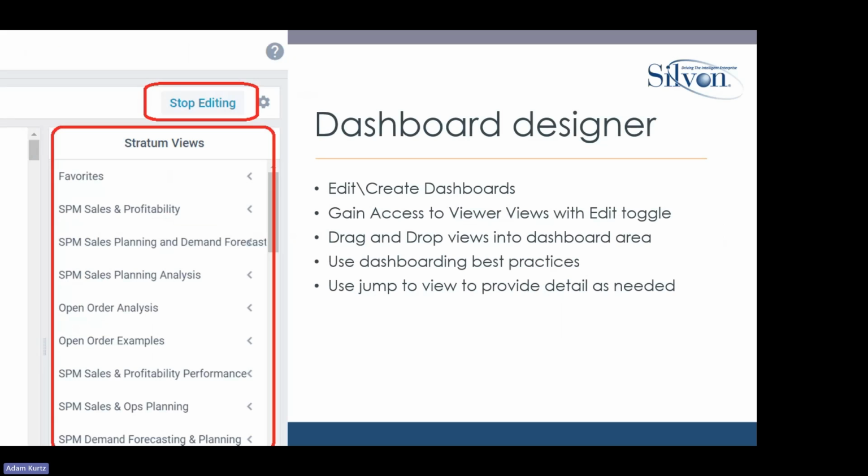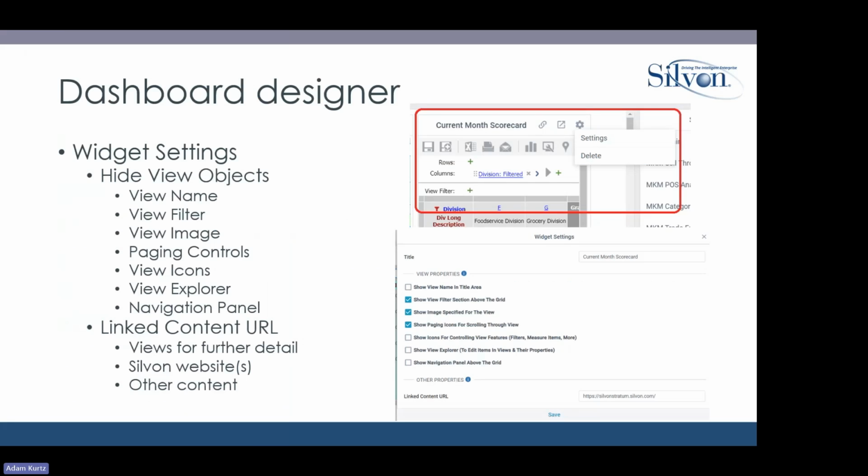Once you get into the dashboard designer, as you can see, you get into an edit mode, which will allow you to gain access to the different views that are available within Stratum. At that point, you can start dragging and dropping the views into the dashboard area, and it will assign the graphic that you select, whether it's the different types of charts. You'll see that there's an opportunity to make that selection as you select your views.